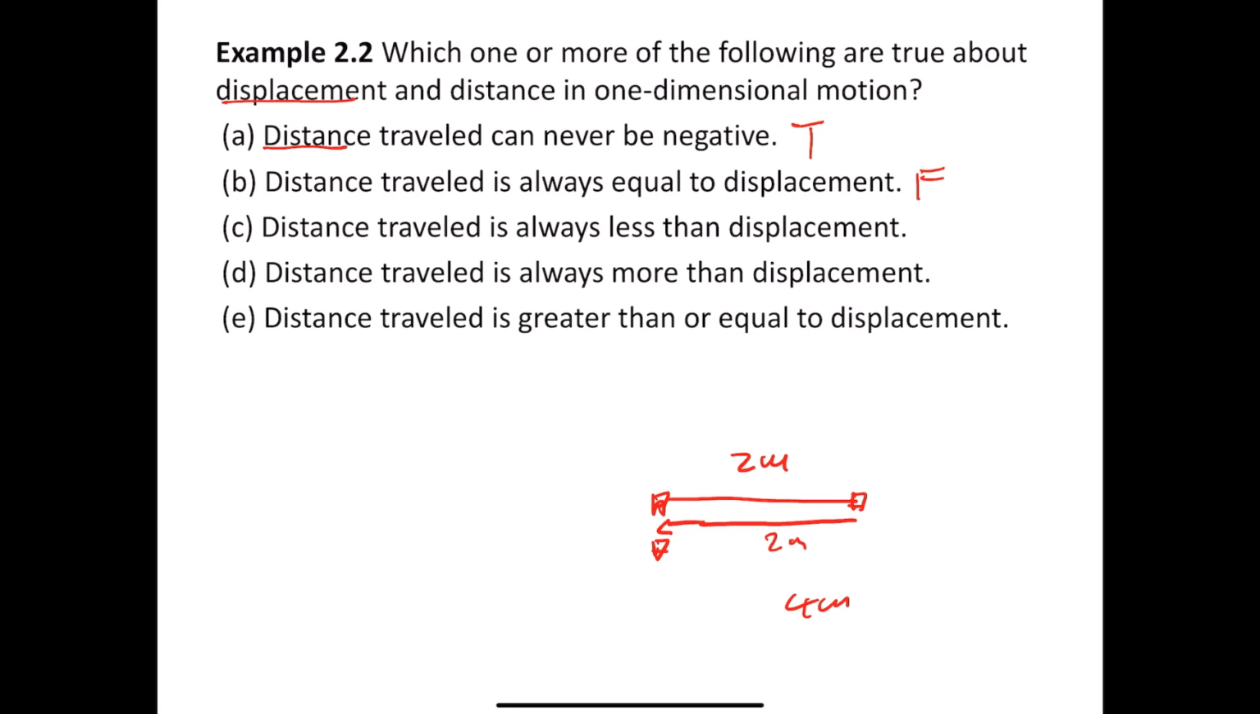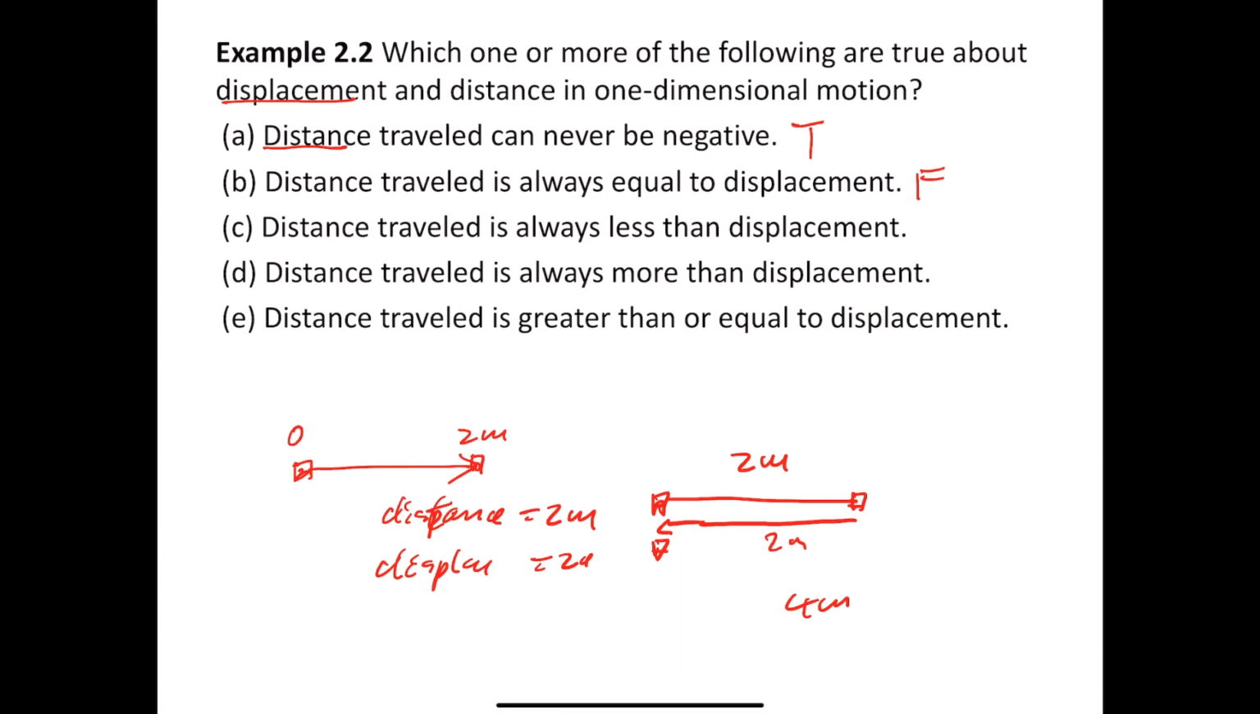Always less. If I have a path from here to here, so I go here, the distance is 2 meters. How about displacement? Would it be always less?